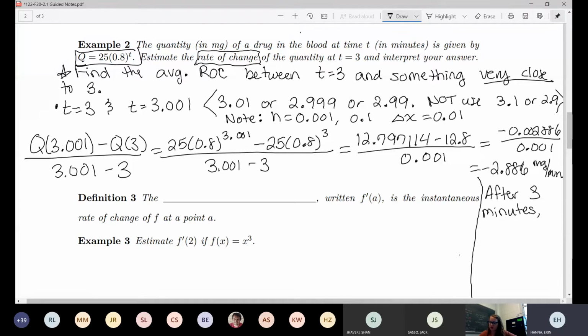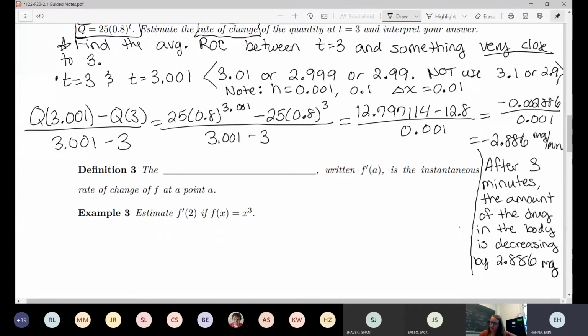So after 3 minutes, the amount of the drug in the body is decreasing, because the slope was negative, by 2.886 milligrams per minute. Sorry, I ran out of space for interpreting that. Questions, concerns on the interpretation piece?